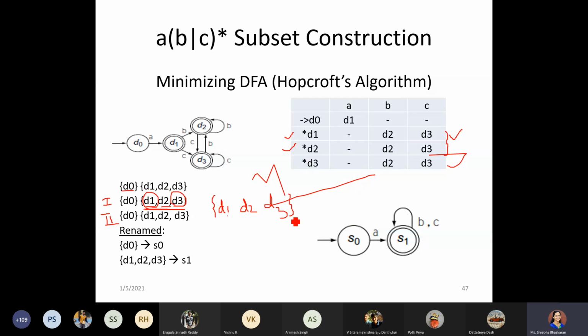With respect to A, I don't have any transition. With respect to B, I will be in D2 itself. Now D2 is in the same group, so it will become a self loop. Similarly, for C, it belongs to D3. D3 also comes in the same group, so it will be a self loop. So this would be our minimized DFA for this particular example.